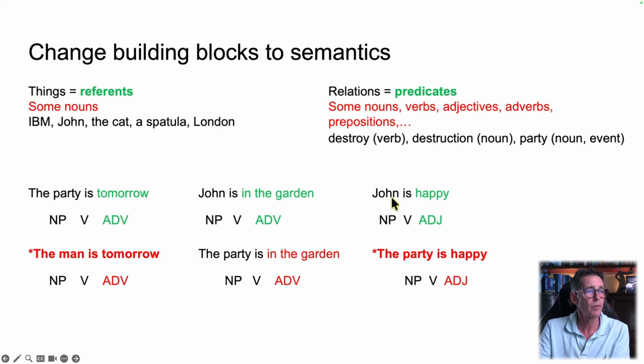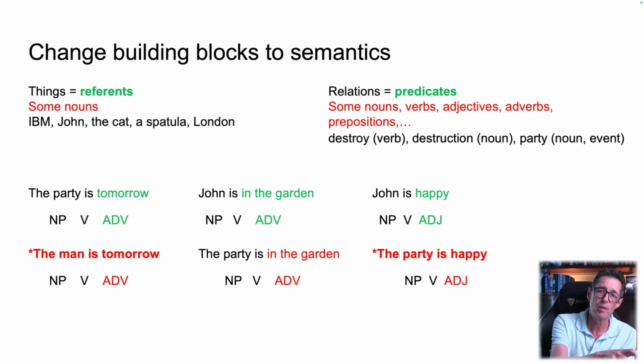How about this one? John is happy. The party is happy. Yeah, I can't imagine what else would be said in order for the party is happy to make sense. It's broken here. So what's really going on is these predicates like happy, in the garden, and tomorrow, they only allow certain arguments to take place. And therefore, if it's the wrong argument, it's not allowed. So predicates determine their arguments, and the other way around, arguments determine their predicates.